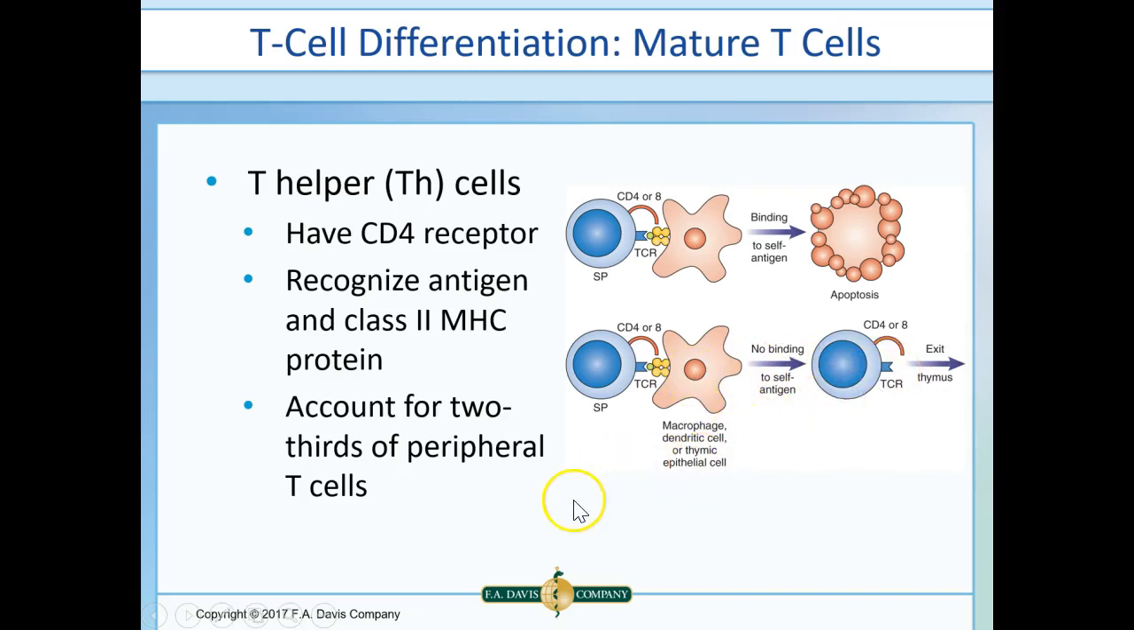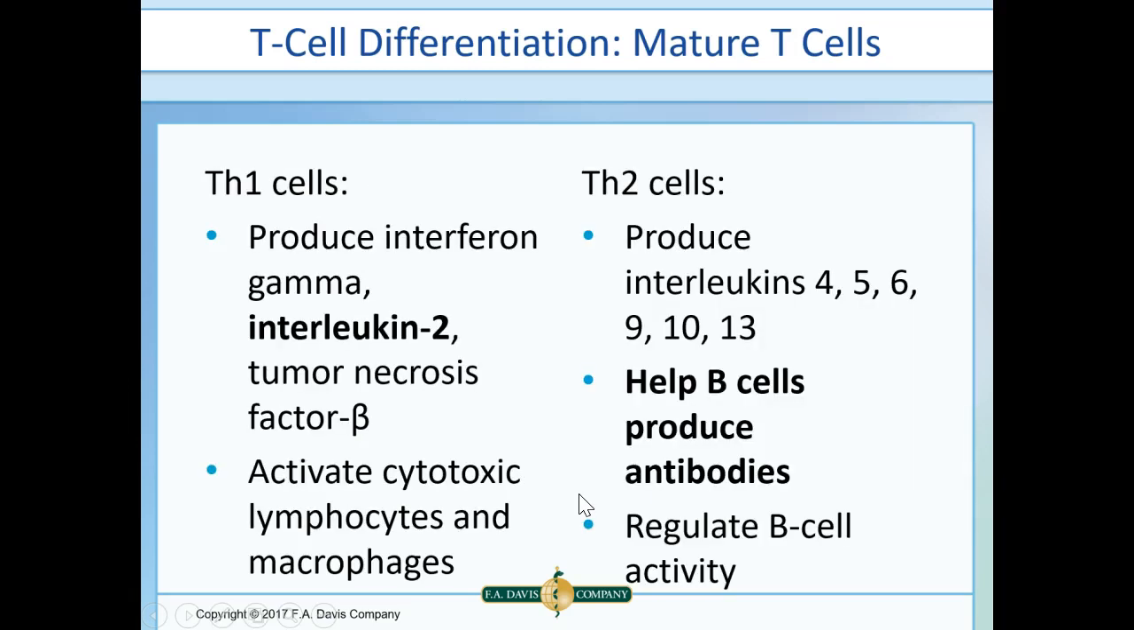Okay, if it's our own cell, we usually don't destroy those. So then we have T helper subsets of this. We got the T helper 1 and the T helper 2s. Got to recognize the difference. The T helper 1s produce interferon, interleukin 2, and tumor necrosis factor B. They activate the cytotoxic lymphocytes and macrophages.